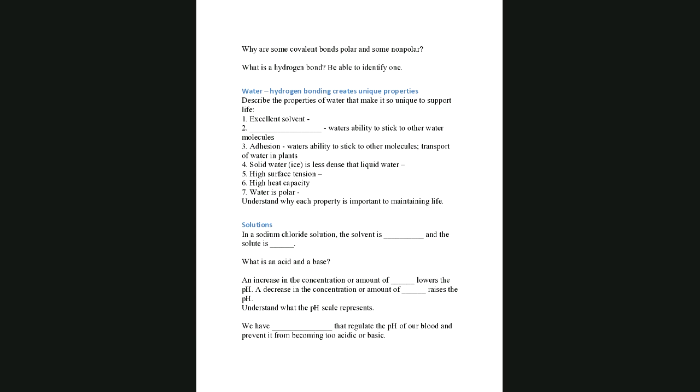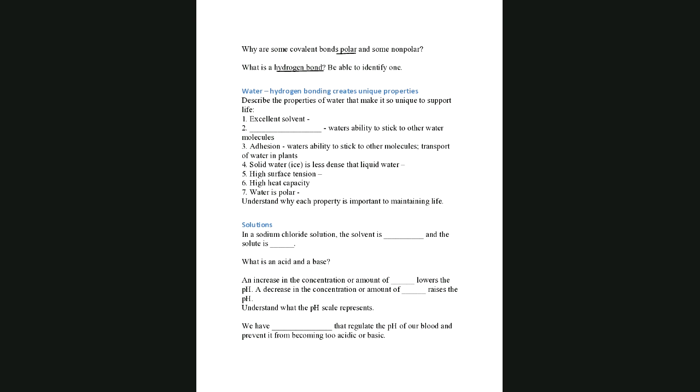So we've already answered this question, why are some covalent bonds polar and some nonpolar? It has to do with the electronegativity of the atoms. So if they have similar electronegativity, they're going to share equally, and their bonds are nonpolar, there's not a partial charge. But if their electronegativity values are very different, or if they don't share equally, then they're going to have polar bonds. Okay. What is a hydrogen bond?